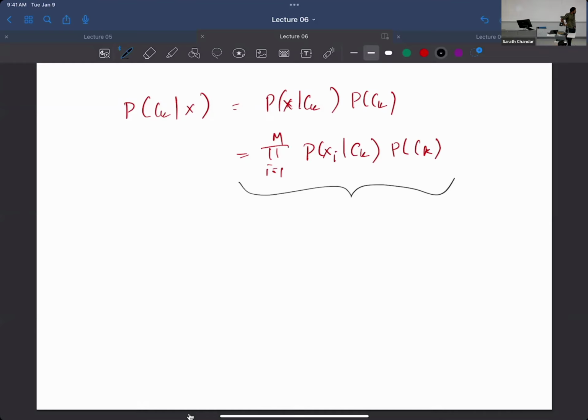So M here is the number of features. And p of xi given ck is basically the probability that the first feature is on given ck. Okay, and you're doing this for all the features. Like if you have 1,000 words, then you're doing the probability of each word being on given a class multiplied by the probability of a class. Okay, now think about this.